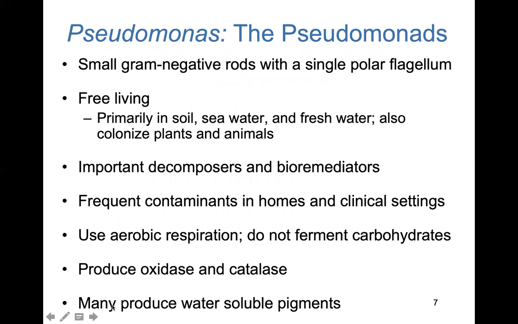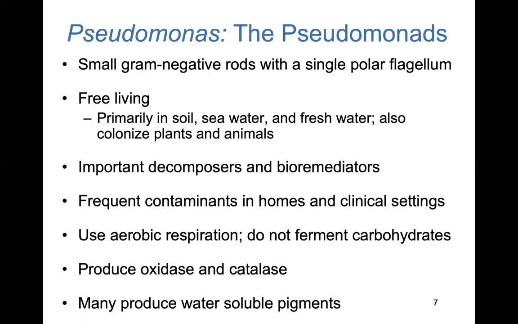So, small gram-negative rods with a single polar flagellum. All right, so it has a flagellum. What can we deduce about this right now? It can move. So if it's in a wound, or on a stitch, or on an IV line, it is mobile, right? It's free living, primarily in soil and seawater, though it doesn't like seawater as much because of the salt concentration. Freshwater also. It colonizes plants and animals. Important decomposer and bioremediator, so we want this. If we have an oil spill, or in our landfills, we want it to start breaking things down, along with contaminants in home and clinical settings.